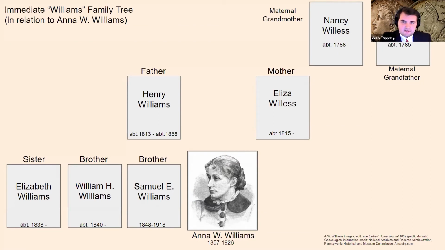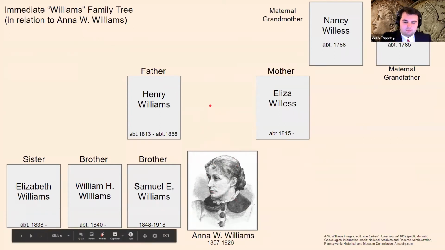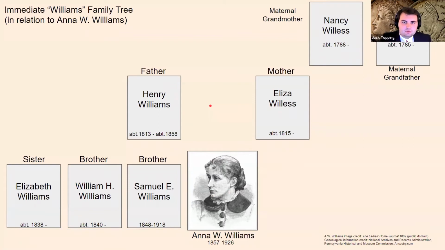We can see that this is in relation to Anna Williams. So Anna Williams is going to be the starting person, and I'm going to refer to these people as they would be referred to by her. We can see her parents here, Henry and Eliza, like I said. And we can see her maternal grandparents, Nancy and Arthur Willis. Notice how there is no paternal grandparents.